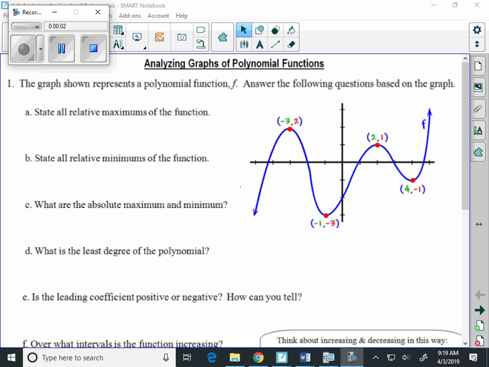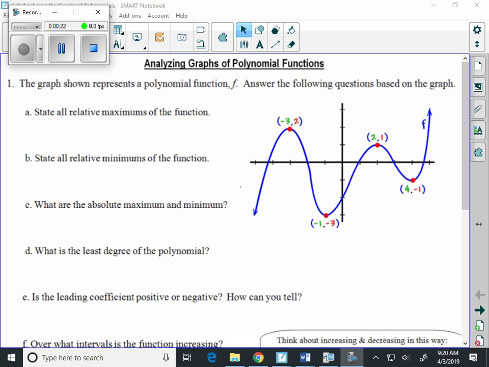Today we're going to analyze graphs of polynomial functions. And the good news is we have seen most of this before. We're just going to try to pull it all together. And the nice part on this first problem is that the graph is already given to us, and then we're just going to answer questions about it.